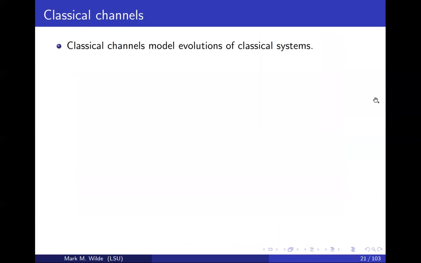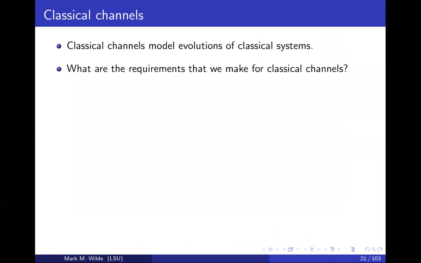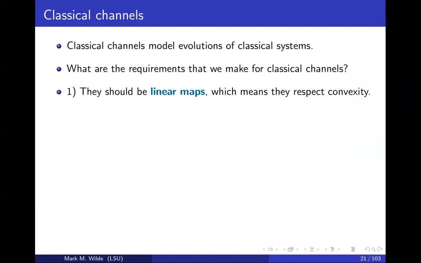Okay, so before we get into quantum channels, let's talk about what are classical channels. So they model the evolutions of classical systems. And what are the requirements that we make for classical channels? Okay, first of all, they should be linear maps. Okay, so why is that important? If they're linear maps, it means that they respect convexity. So this is kind of a sensible thing, right?